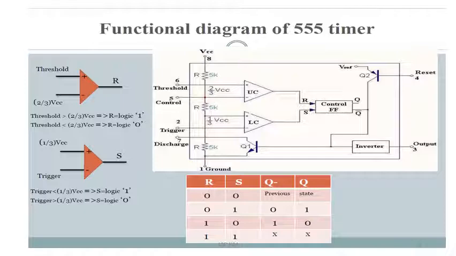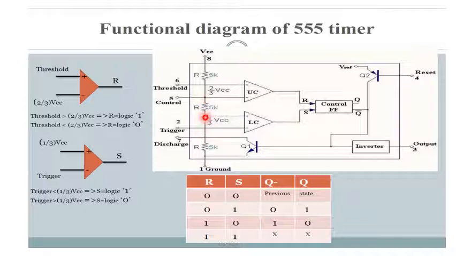Now, the name 555 timer is basically because of these 3 resistances, 5 kilo ohm each. Here they act like a voltage divider. At this point we'll give VCC, and at this point we'll get 2 by 3 of VCC. By using the voltage divider rule, the voltage at this point will be 2 by 3 VCC.